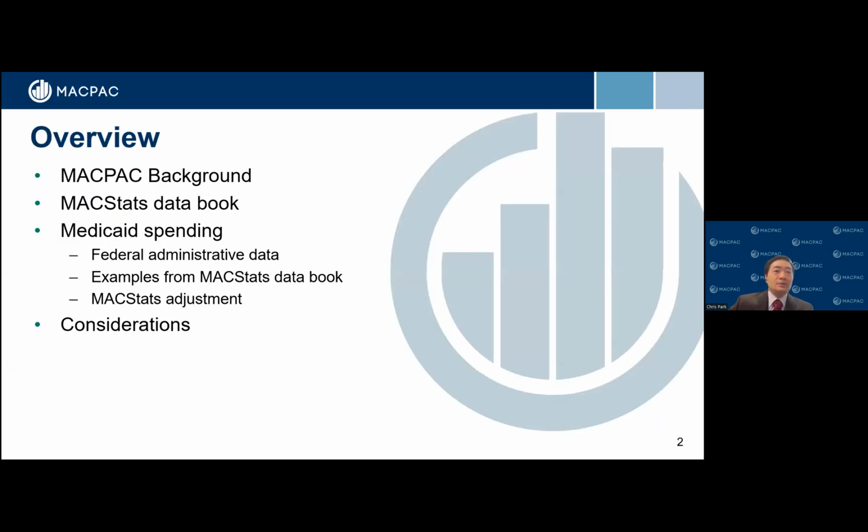I'll just get started. Today I'll be talking about MACPAC's experience analyzing Medicaid and CHIP data, with a focus on the statistics on Medicaid spending that we include in our MACSTATS data book. I'll discuss the two primary data sources for Medicaid spending, the adjustments we make to estimate spending at the beneficiary level, and some examples of these analyses from our data book.